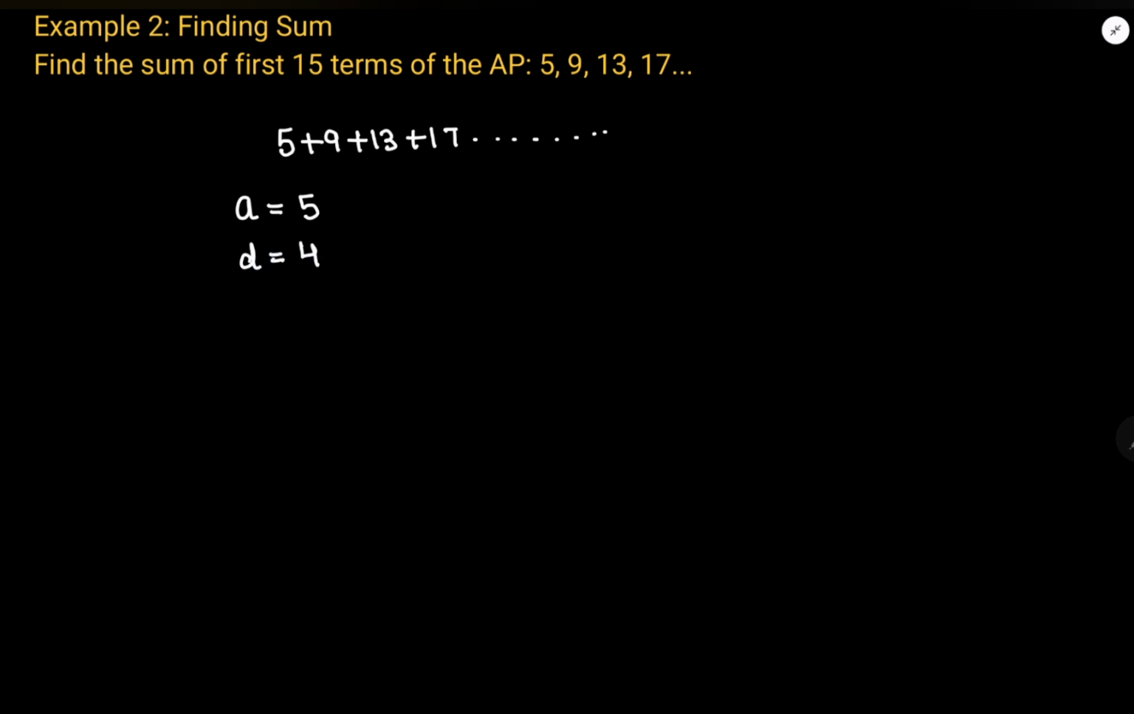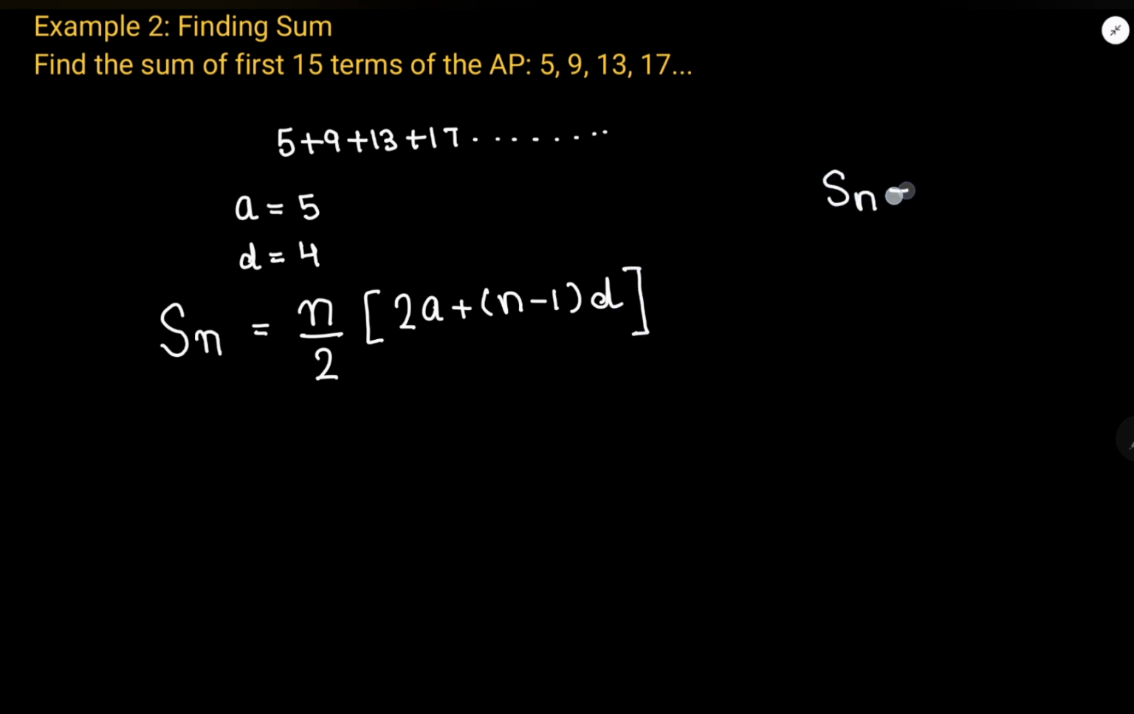What is D here? D is 4, right? And there is a formula for finding the sum of all the numbers here, Sn. It is denoted by Sn, and that is equal to n by 2 times 2a plus n minus 1 times d. Or you can write it as, there is another formula as well. If you know the last term, n by 2 times a plus last term, but here we don't know the last term. Okay, so we can just apply this formula.